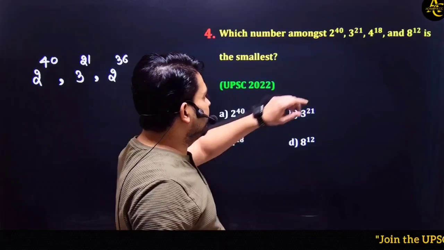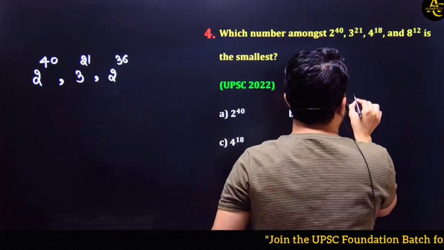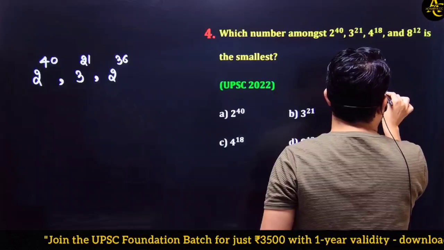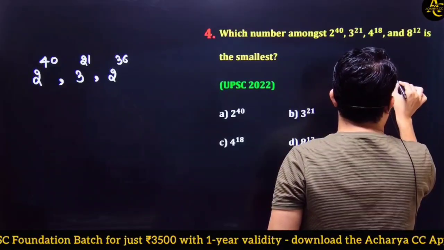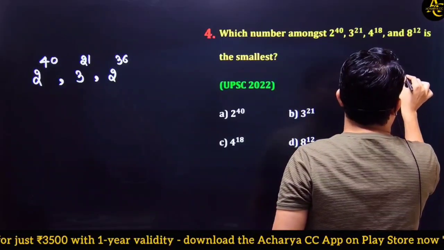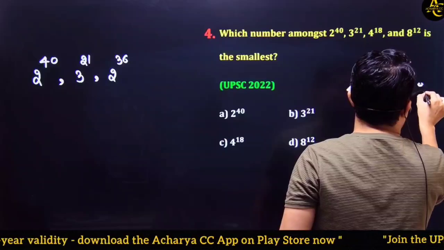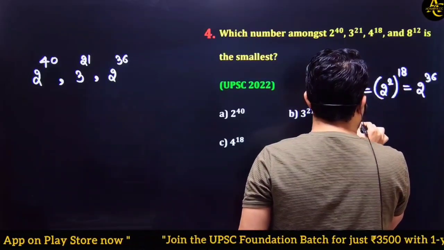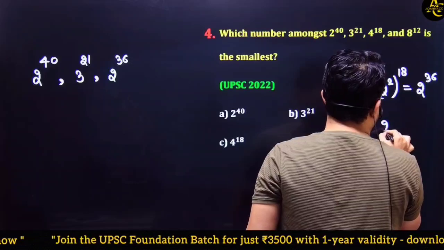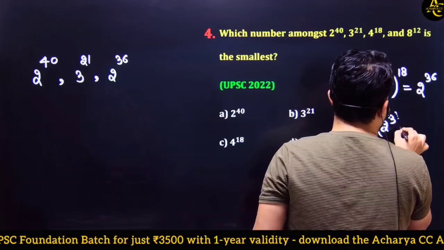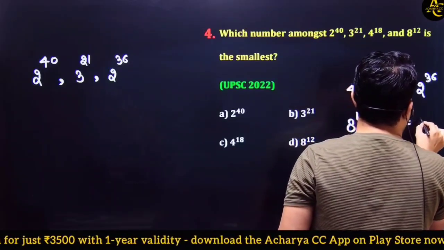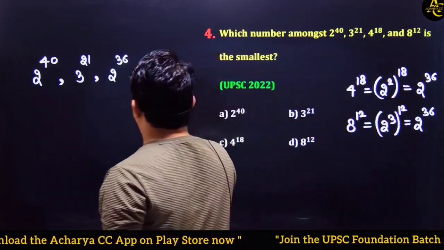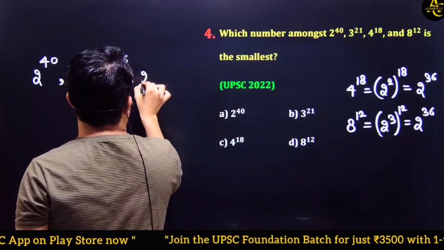4 to the power 18 can be written as 2 to the square to the power 18, which is equal to 2 to the power 36. And 8 to the power 12 can be written as 2 whole cube to the power 12. It is also 2 to the power 36. Means both these numbers are equal.